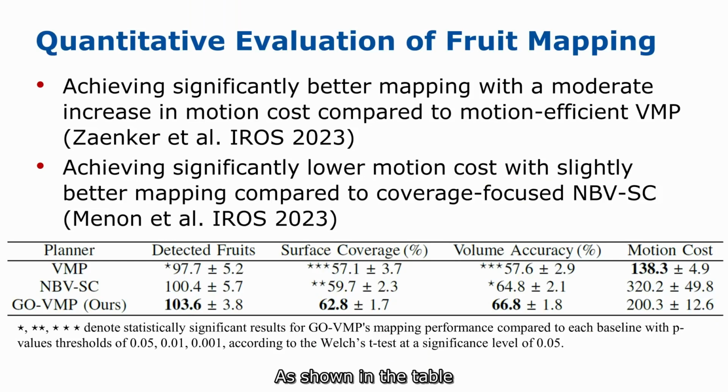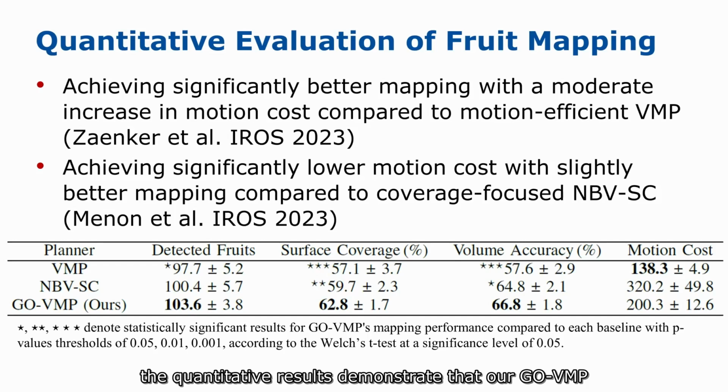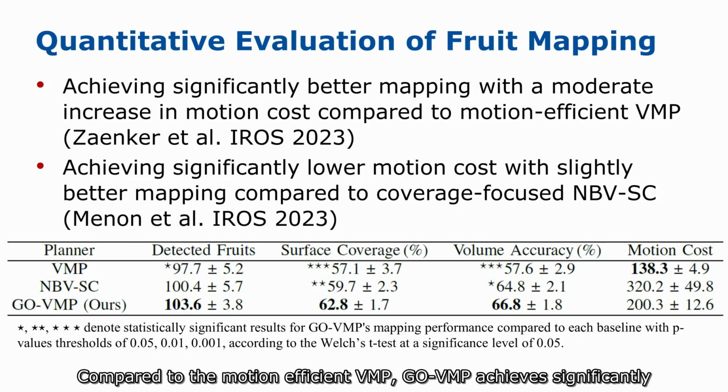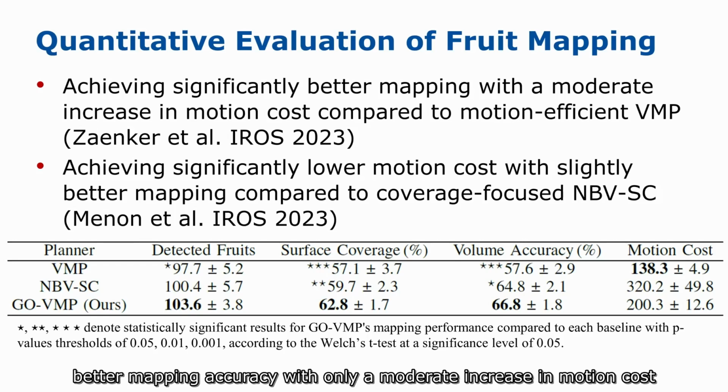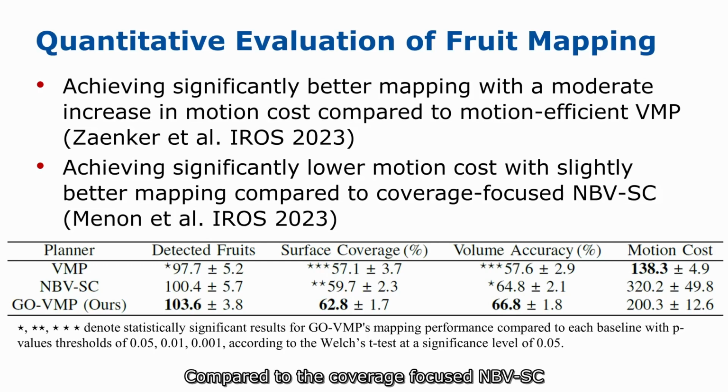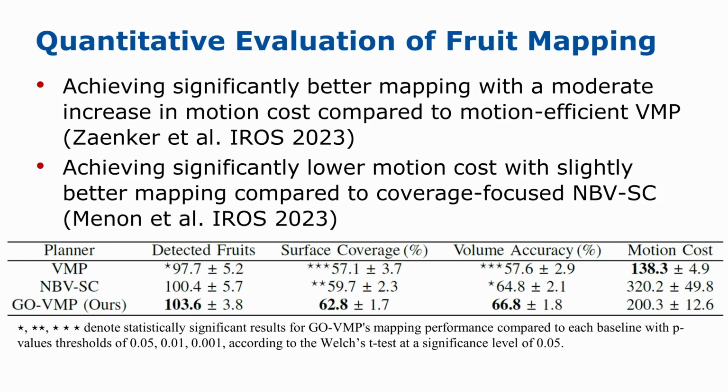As shown in the table, the quantitative results demonstrate that our GoVMP achieves a superior balance between fruit mapping performance and robot motion cost. Compared to the motion-efficient VMP, GoVMP achieves significantly better mapping accuracy with only a moderate increase in motion cost. Compared to the coverage-focused NBVSC, it substantially reduces motion cost while achieving slightly improved mapping performance.